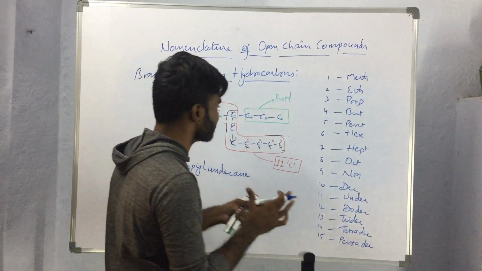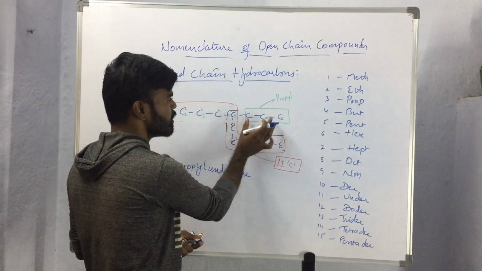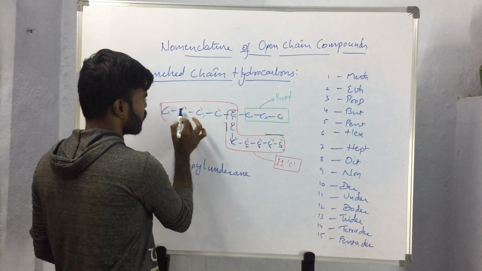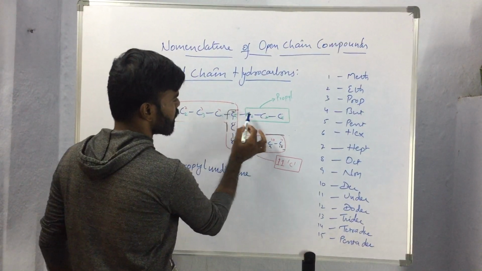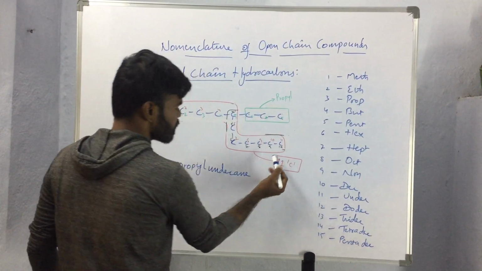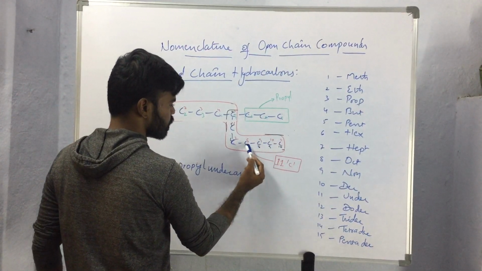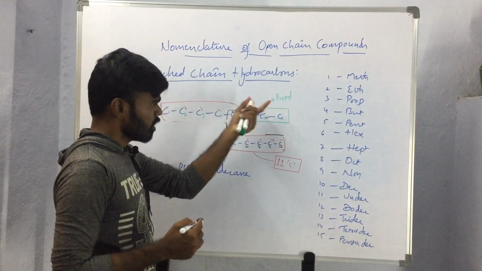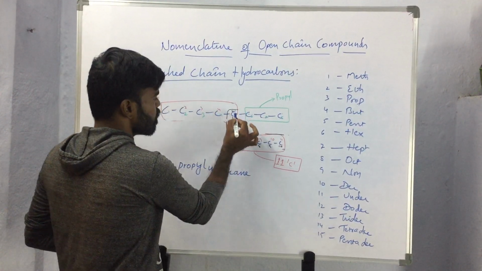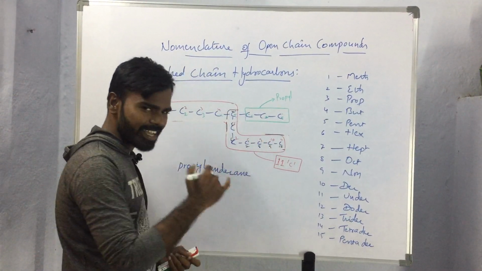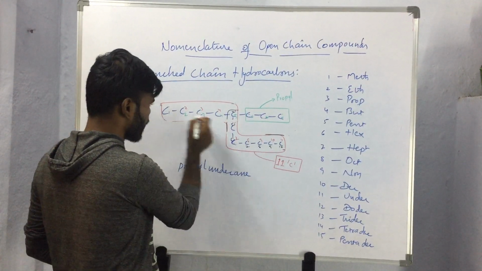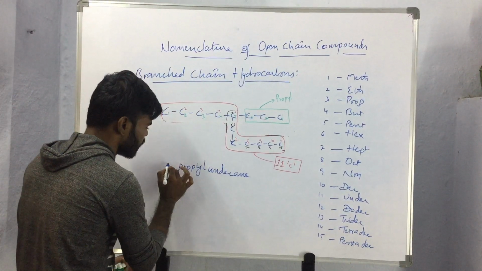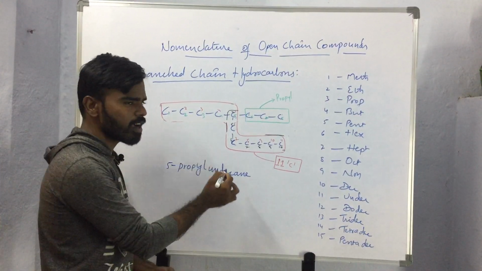Now we have to designate the position of this propyl substituent. If we start numbering from this direction, 1 2 3 4 5, the 5th carbon atom will have the propyl group. If we start numbering from this direction, 1 2 3 4 5 6 7, the 7th carbon atom will have the propyl substituent. Here number 5 is less than number 7, so we have to start numbering from this direction only. So the name of the compound will be 5-propyl undecane.